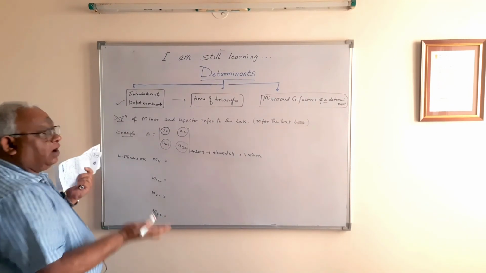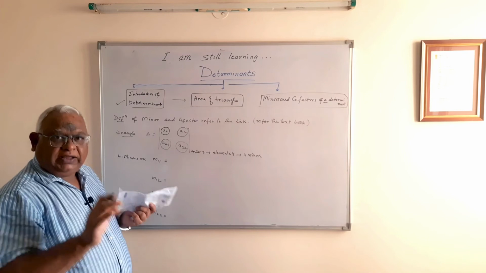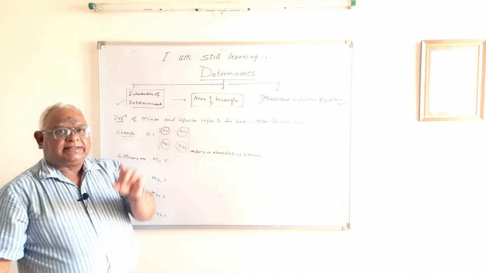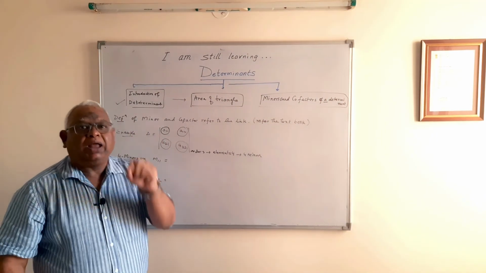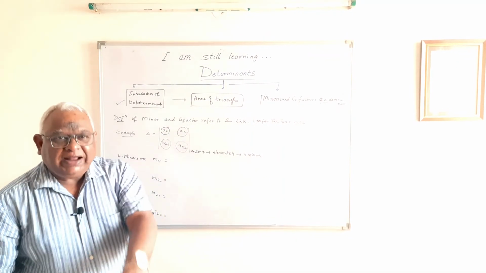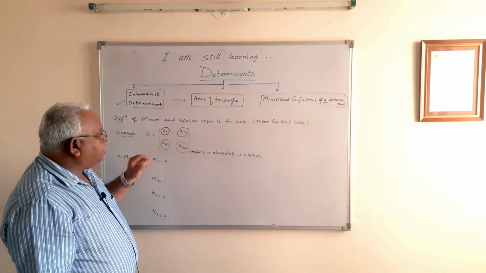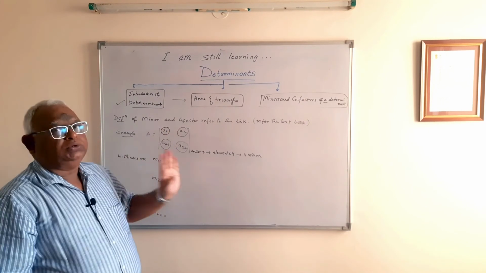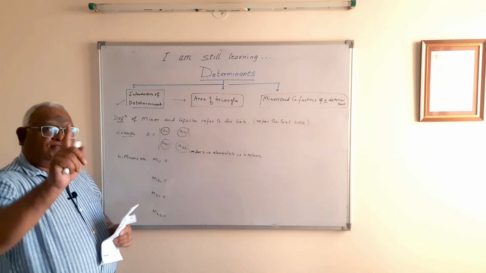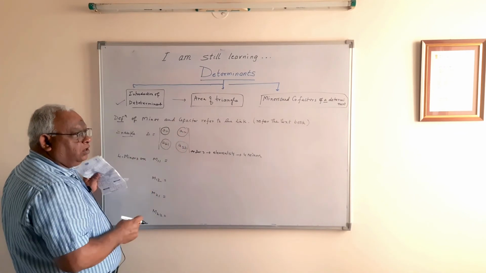Now the question is how to get it. So there are two important things which you need to understand. Minors of any determinant will be a determinant of order 1 less than the order of determinant. Mind it. The order of the determinant is 2 cross 2. So the minor will be a determinant of order 1, which is 1 less than the order of determinant.